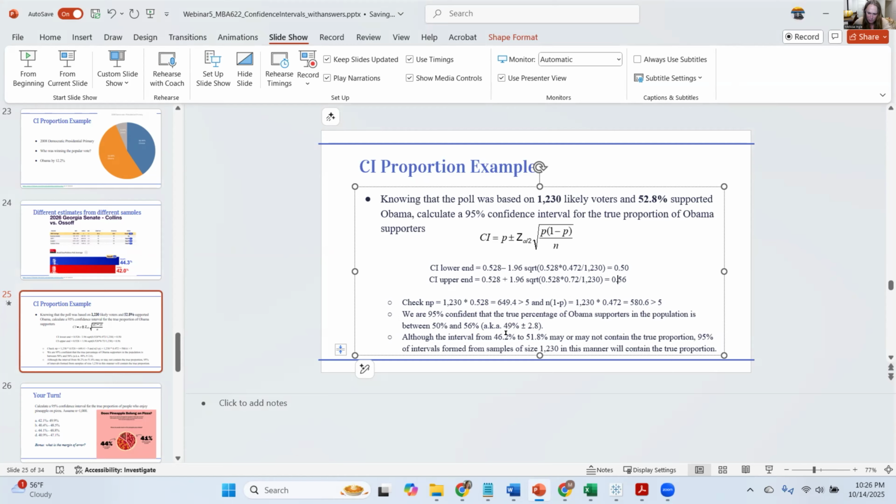And that means although the interval from 50% to 56% may not contain the actual proportion of voters who are going to vote for Obama, because we only sampled 1,230 actual voters and way more people are voting, we believe 95% of the intervals formed from sample sizes of 1,230 in this manner will contain the true proportion.